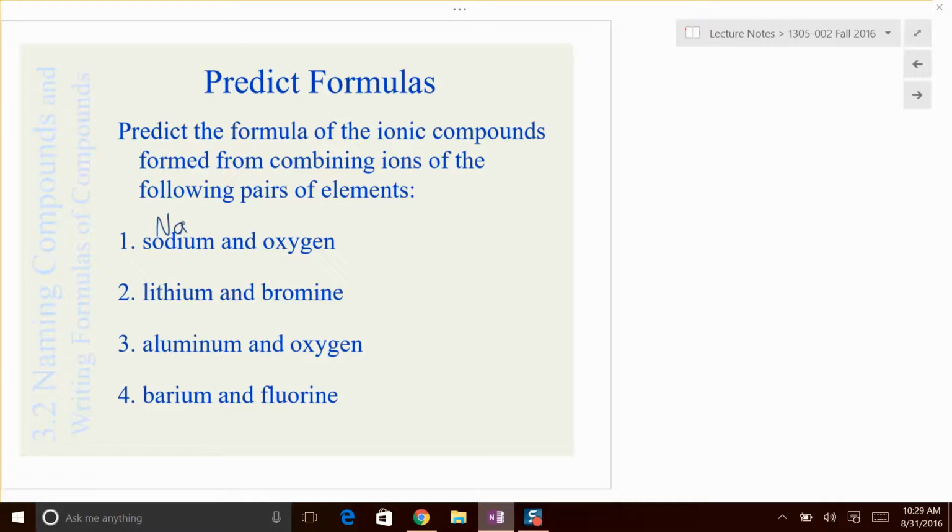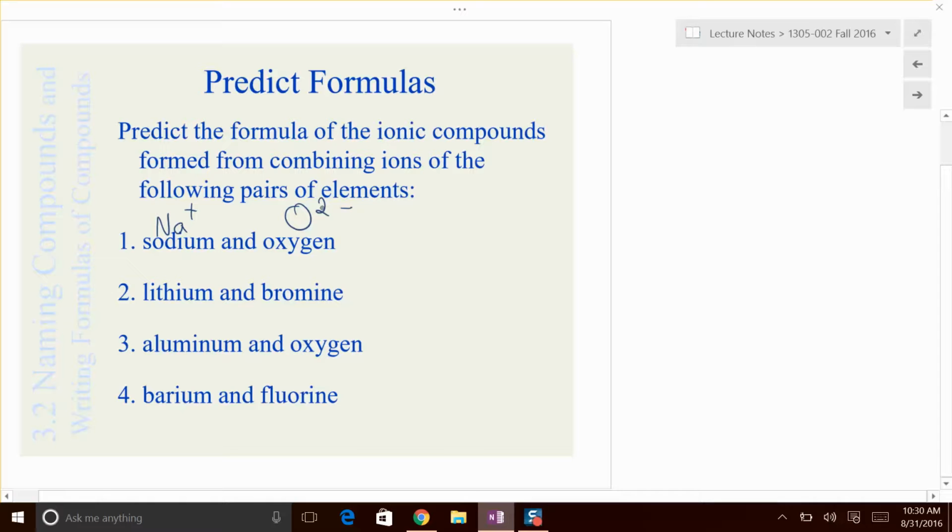Does everybody agree with that? It's a minus. It's a positive what? 1. You're losing an electron. Oh, I'm sorry. I was looking at nitrogen. Okay, that's why. So sodium is plus 1. What is oxygen? Minus 2. Good. O2 minus.